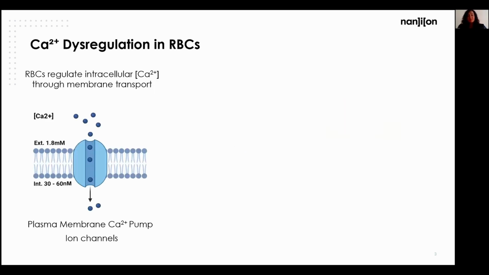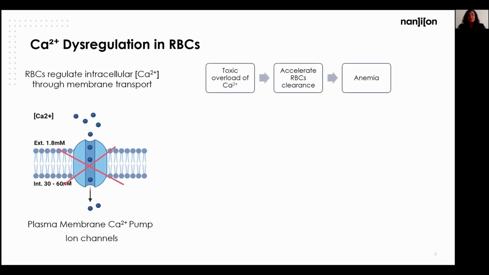Calcium is tightly controlled in red blood cells via membrane transport. This allows a big difference in calcium concentration between the intracellular and extracellular environment, and it is mainly controlled actively by the plasma membrane calcium pump and by ion channels. When this tight control mechanism is impacted, the risk is a toxic overload of calcium. This causes the acceleration of red blood cell clearance, and this can lead to anemia.